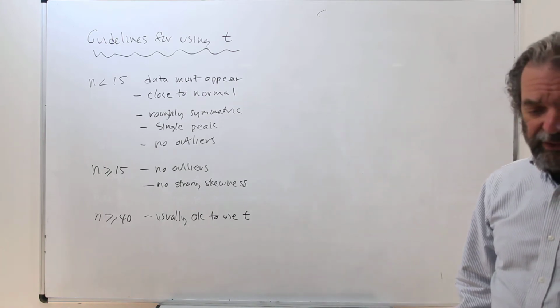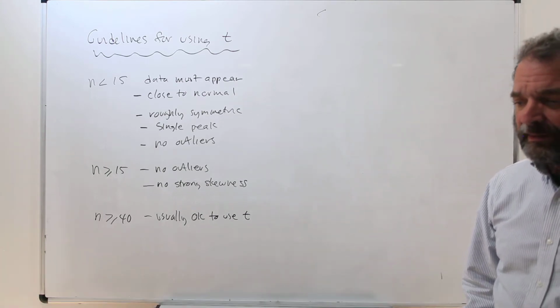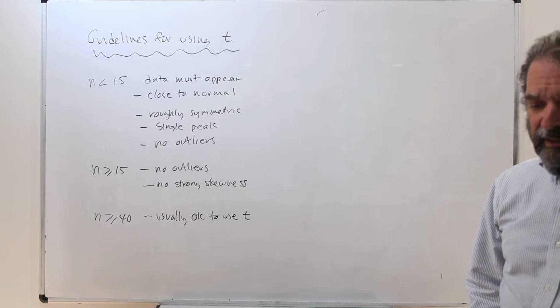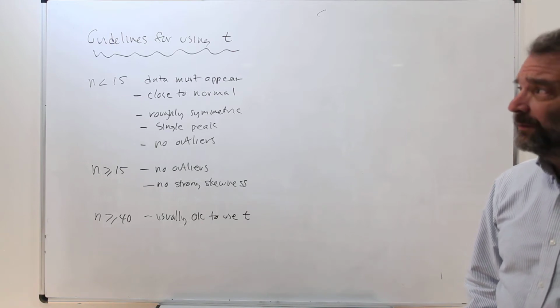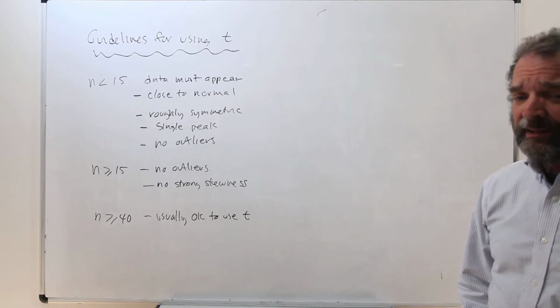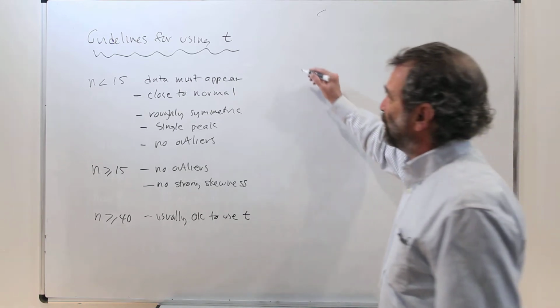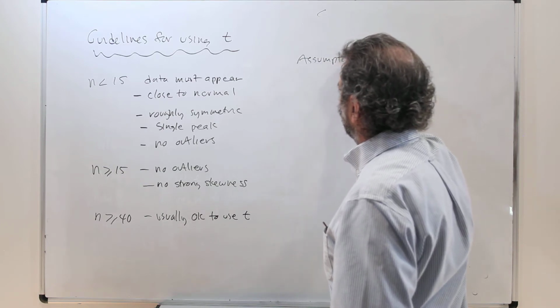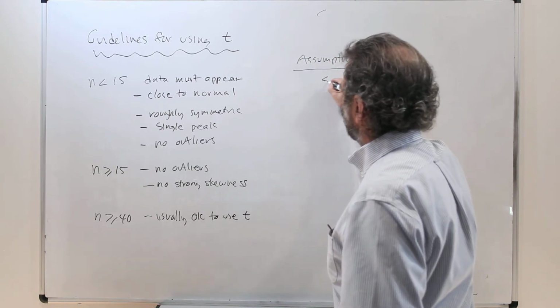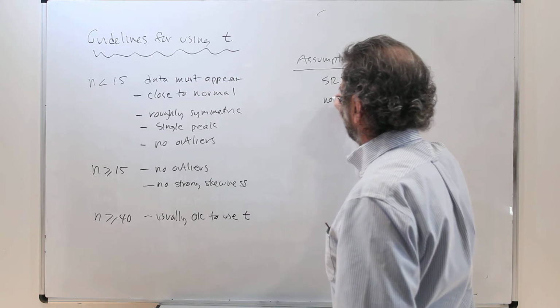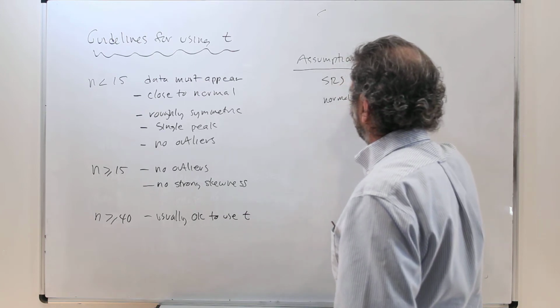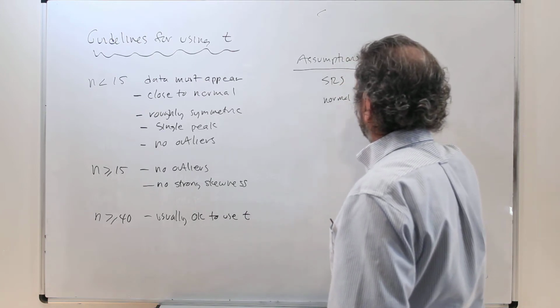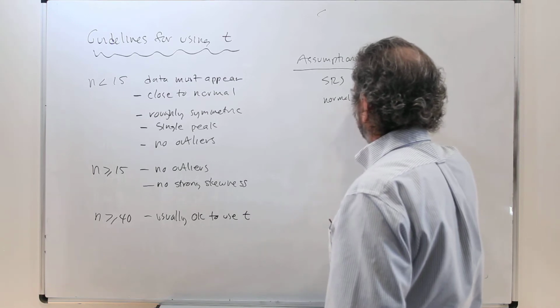So we're just almost done with our introduction to the t statistic to do hypothesis testing and to make confidence intervals. We have some guidelines. We set the assumptions. We're assuming simple random sampling and a normal population distribution.